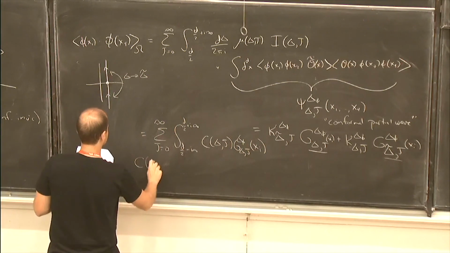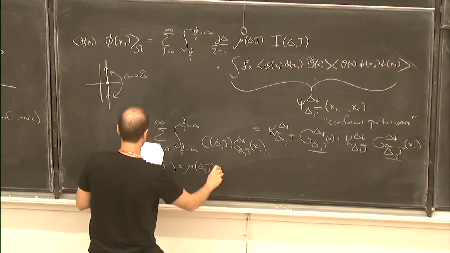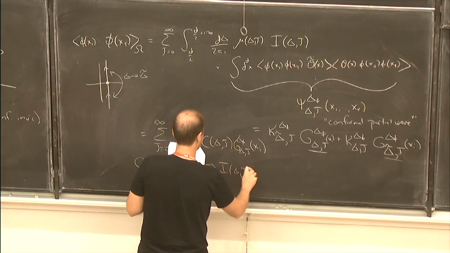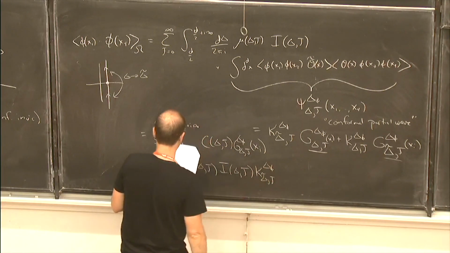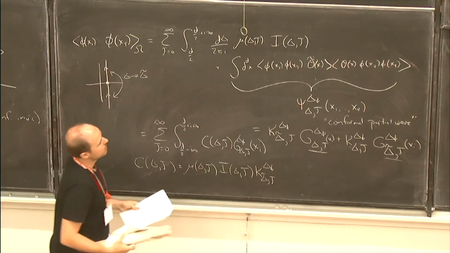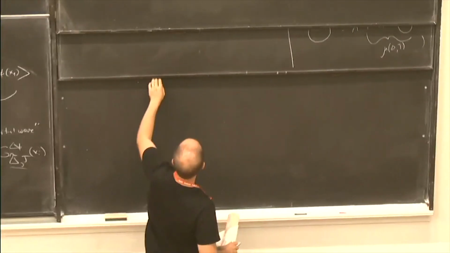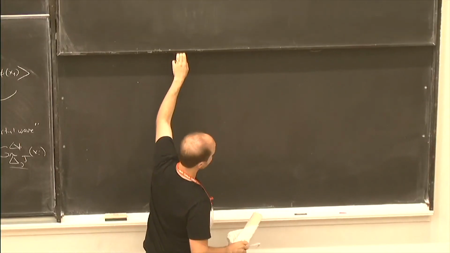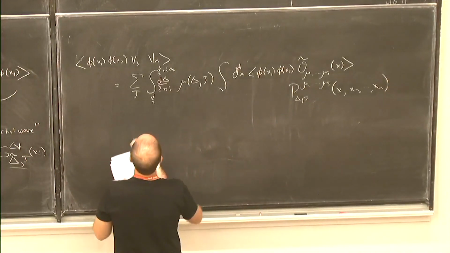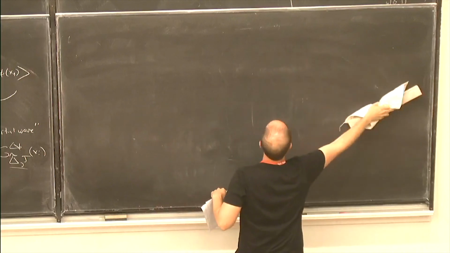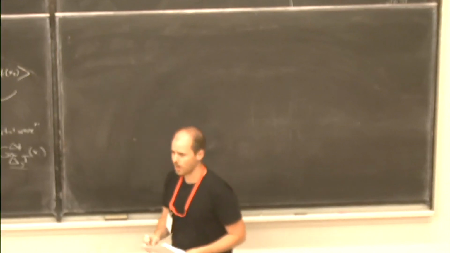And this function C of delta j is mu of delta j, I of delta j, k delta tilde j delta phi. So this gives a way of writing the 4-point function as an integral over conformal blocks. And the relationship between this and the standard way of writing the 4-point function is similar to the example that we talked about earlier with the Fourier transform of 1 over cosh.